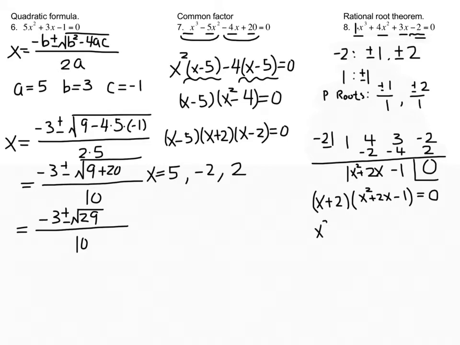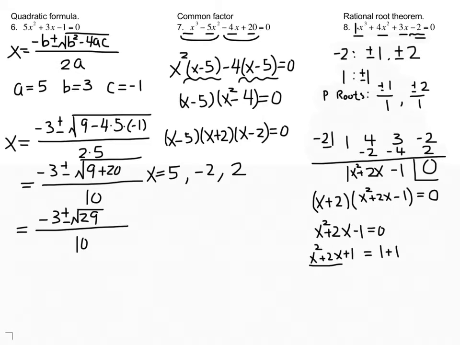x squared plus 2x minus 1 equals 0. So I'll use completing the square, since it looks like it would be faster. I add 1 to both sides. And then in order for me to complete the square for these two terms, I have to add 1.